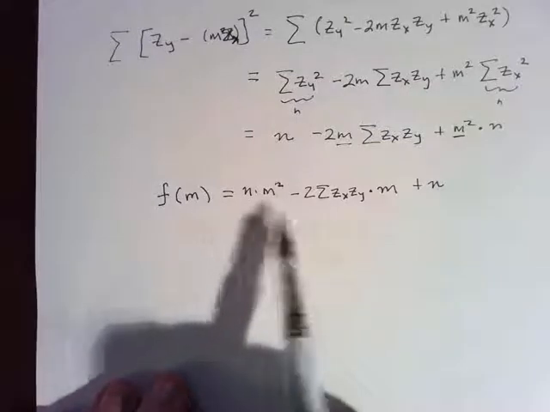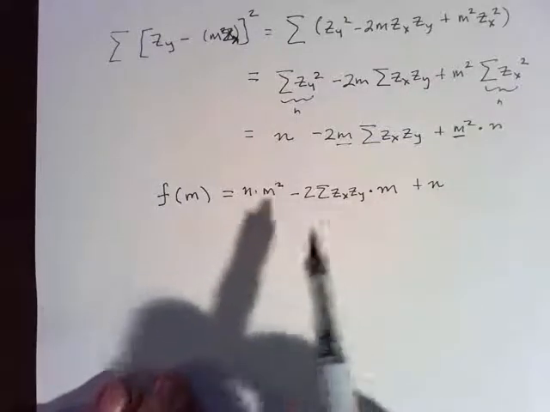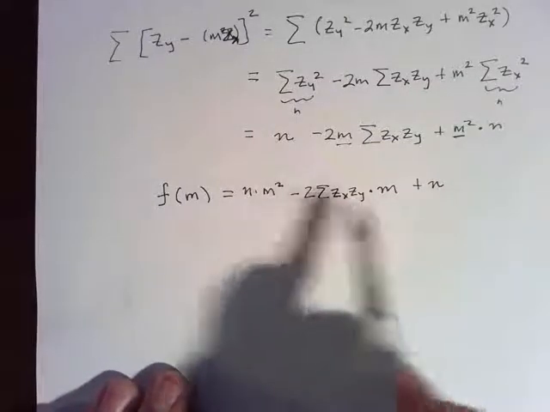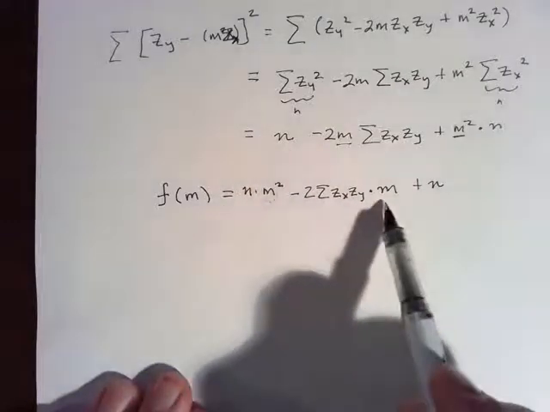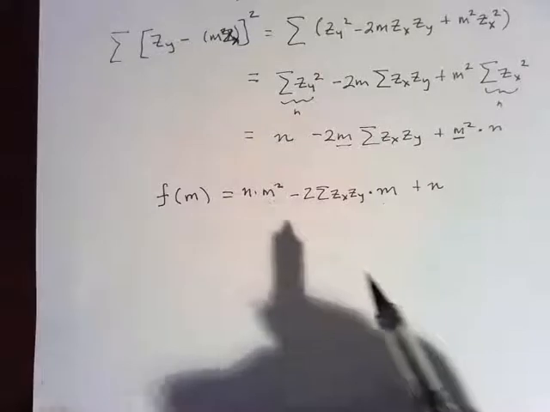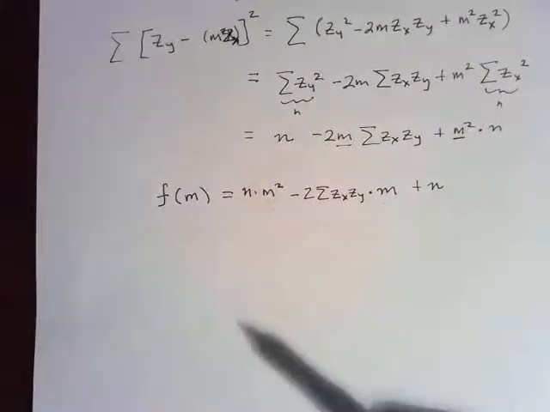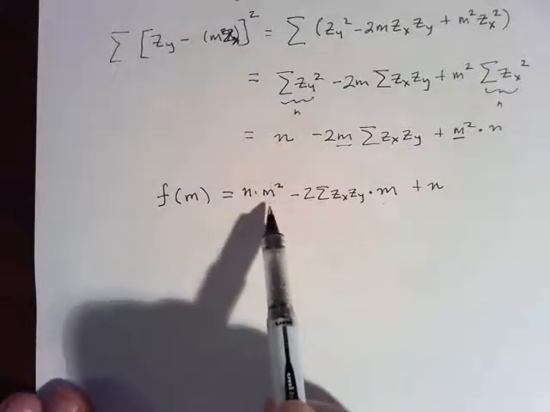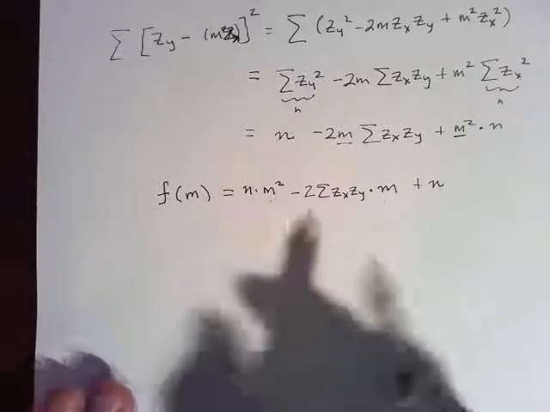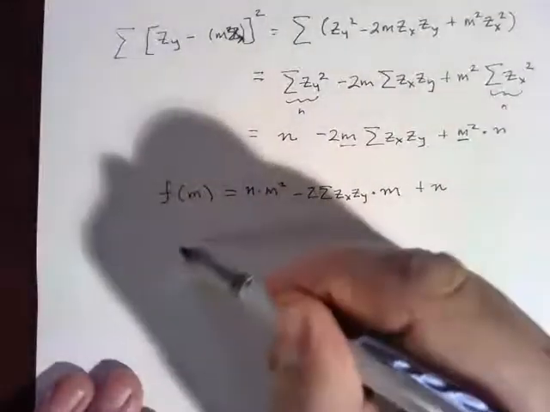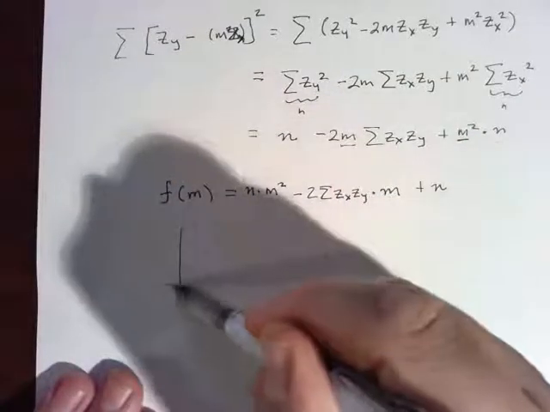So this is what it might look like as a polynomial as a function of m. I have something times m squared minus 2, this ugly sum times m plus n. But the reason I'm reminding you of the precalculus is this is a quadratic. We know what graphs of quadratics look like. They're parabolas, and since this first term is positive, this is an upward opening parabola.